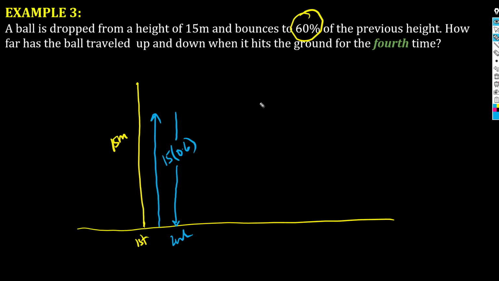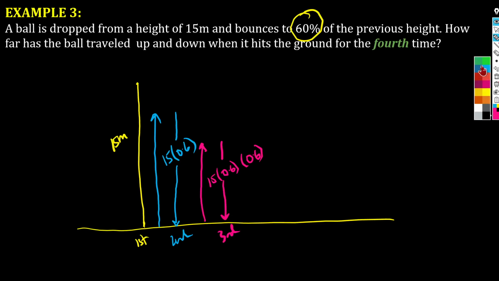Tama? And then, once again, it should rise up 60% lang ng previous bounce. So, that's 15 times 0.6 times another 0.6, ng 60% nung previous 60%. Babagsak uli yan dito for the third bounce. And then, different ink here. Finally, for a fourth, angat uling konti lang. That's 15 times 0.6 times 0.6 times 0.6. Diba? Technically, again, pwedeng brute force. Babagsak uli yan for a fourth bounce.